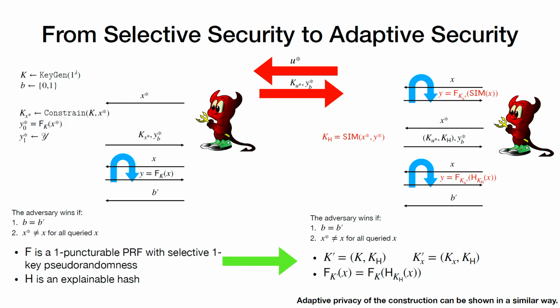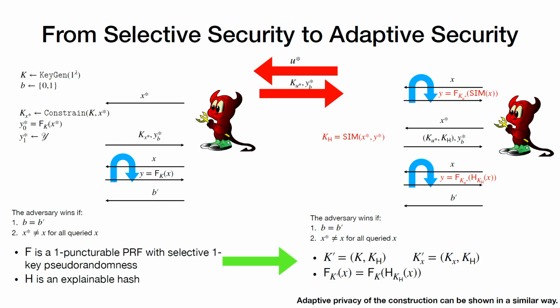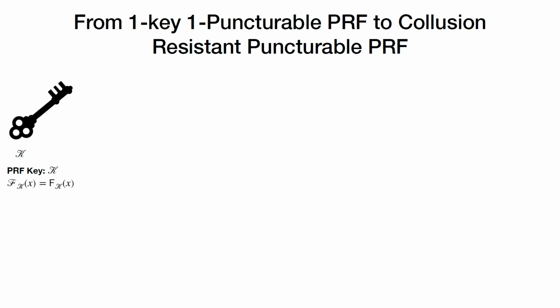Okay. So in this way, we can prove the adaptive security of the simple construction, and using a similar idea, we can prove the adaptive privacy of the construction. Okay, so that is the first step. We rely on a new primitive called expandable hash, and with this primitive, it is very easy to achieve adaptive security. So next, we will talk about how to achieve collusion-resistant pseudorandomness.